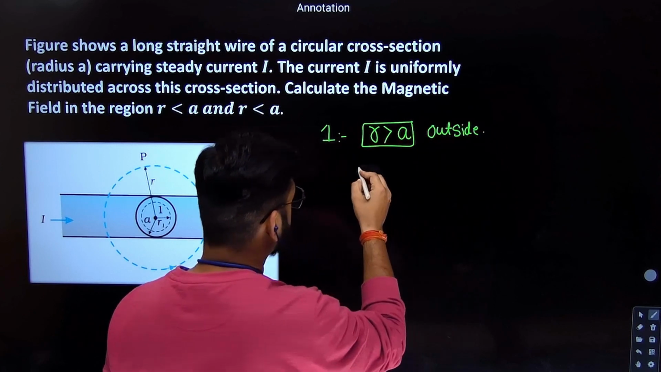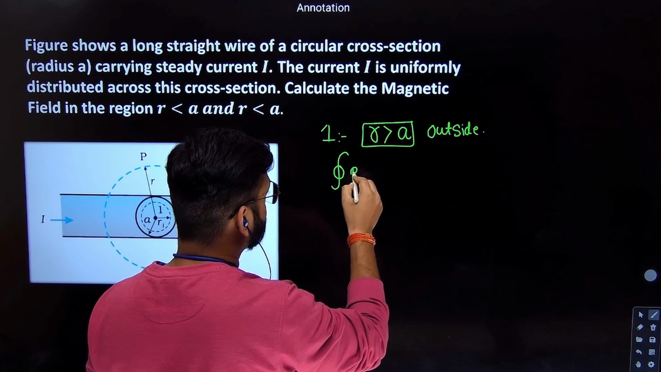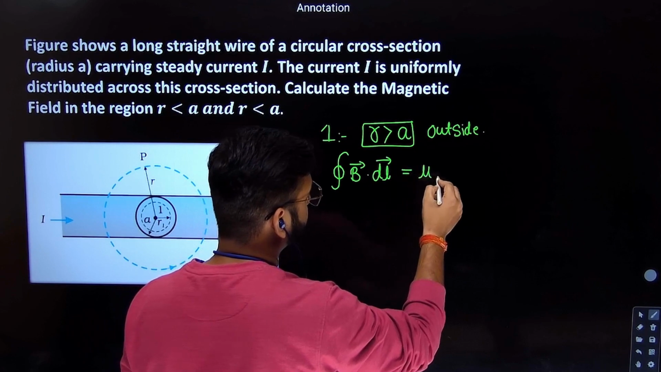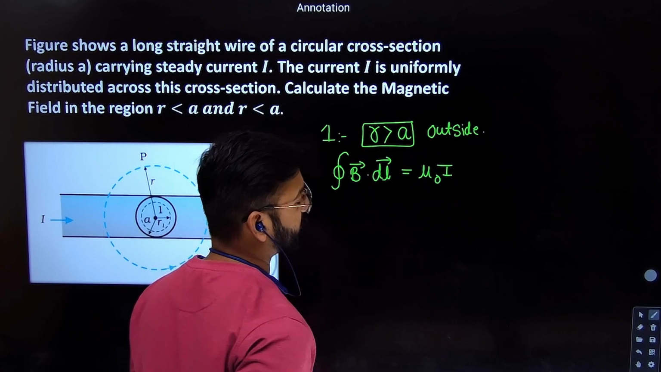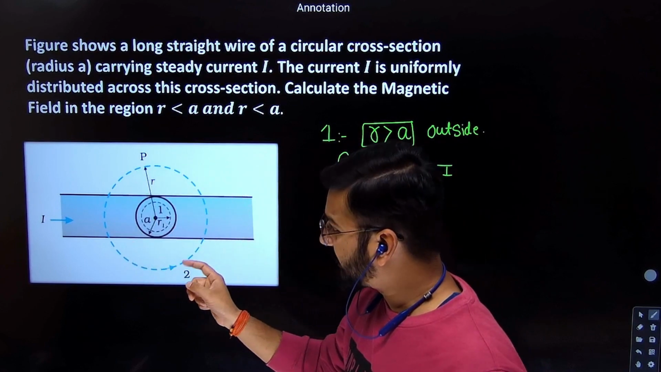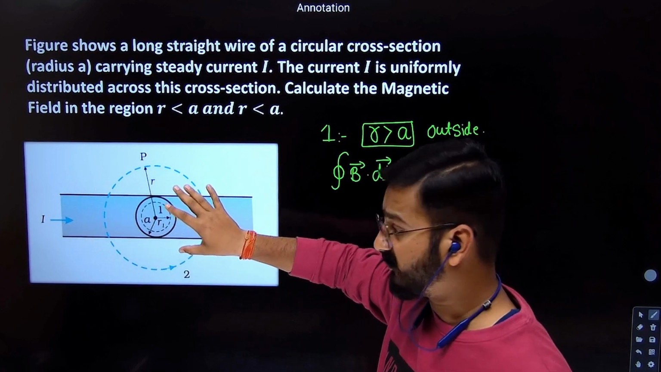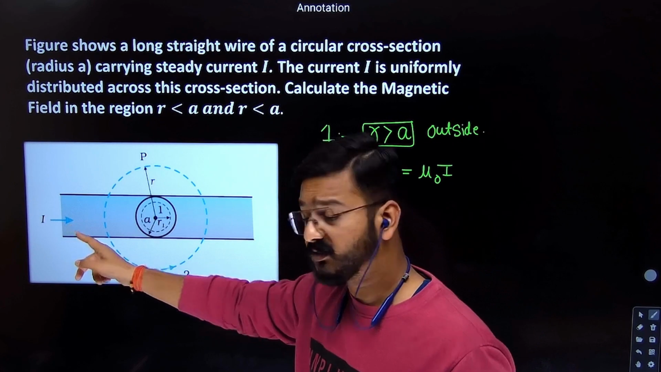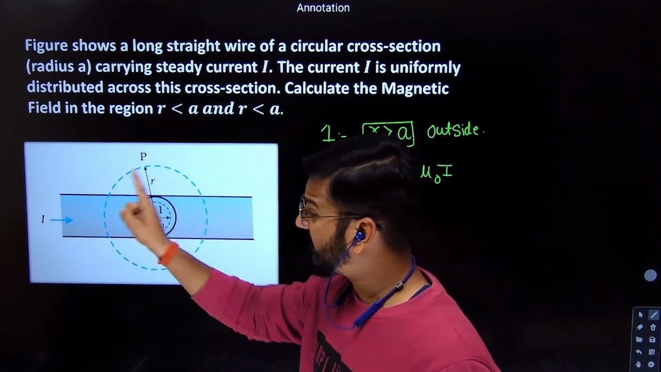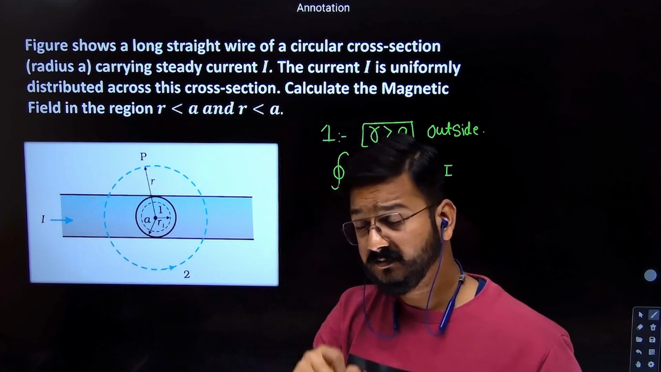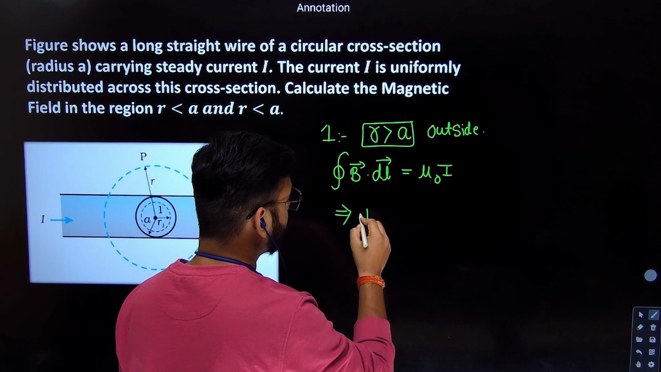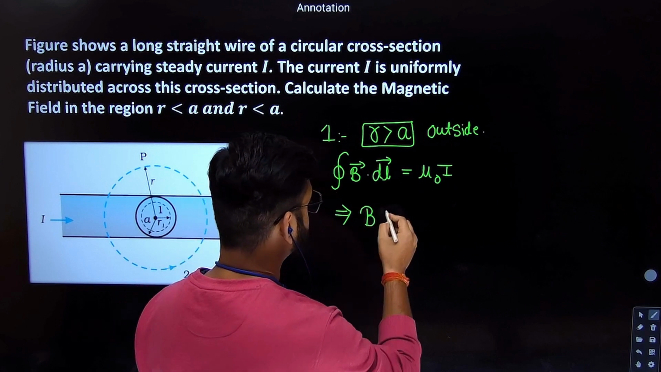So I will write down the line integral of B dot dl equals mu naught into current enclosed. If you see the figure carefully, the Amperian loop is containing the whole current carrying wire. It means whatever current passes through the wire, the same current passes through this Amperian loop. Current enclosed will be the same as this I.